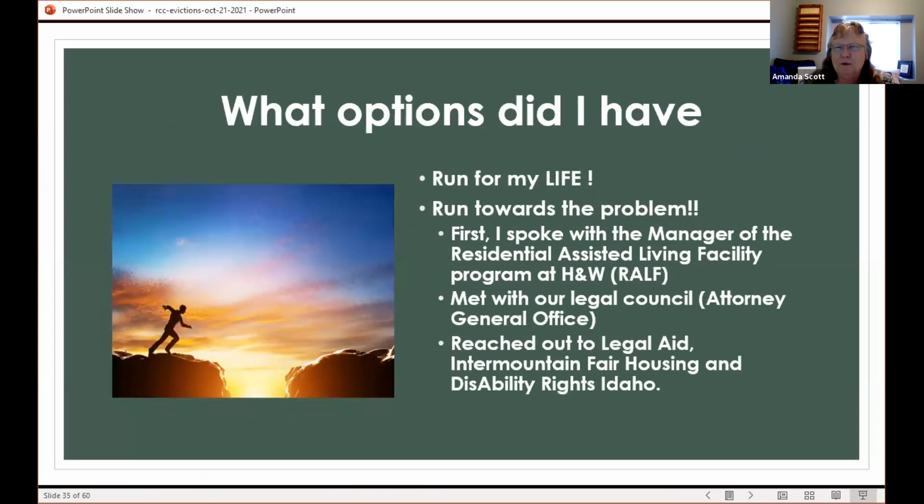At the onset of COVID, I had only been the state long-term care ombudsman for 6 months. And though running for my life sounded like a safe option, it was not a probable option. And when you can't run away, the option left is running towards and embracing the problem. But my path was riddled with obstacles to resolution.